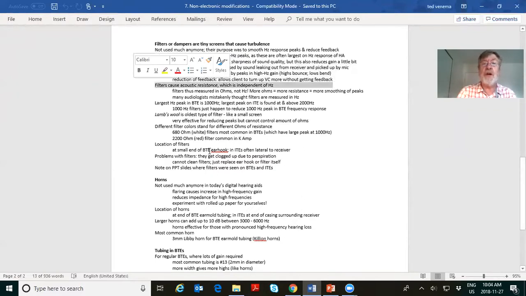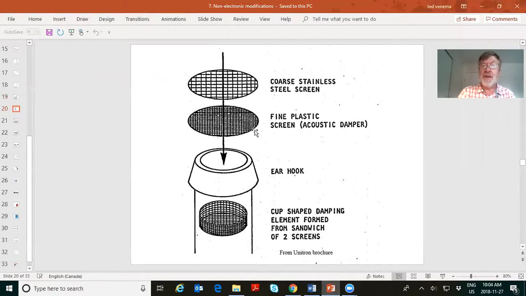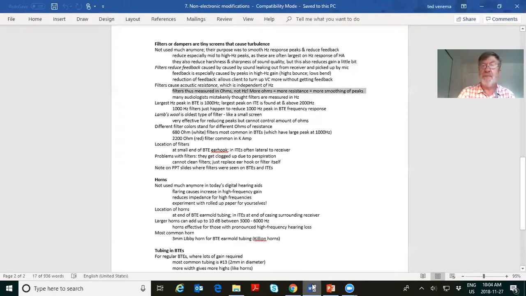Filters cause acoustic resistance, which is independent of frequency. Filters were thus measured in ohms. The more ohms, the more resistance. So the more ohms, okay, the tighter the screen. This screen dampened the peaks more than this one did because the screen was tighter together.